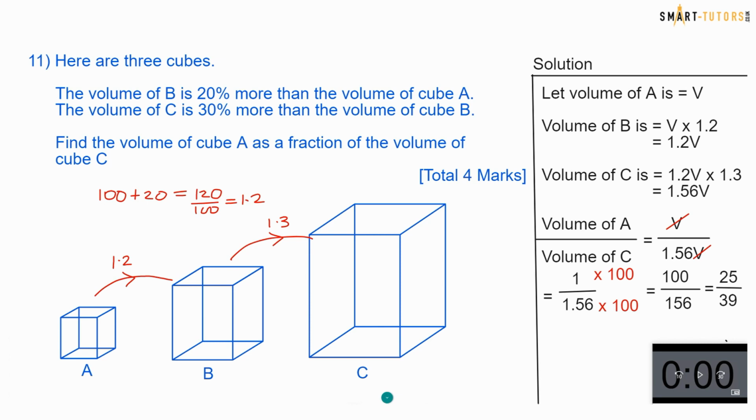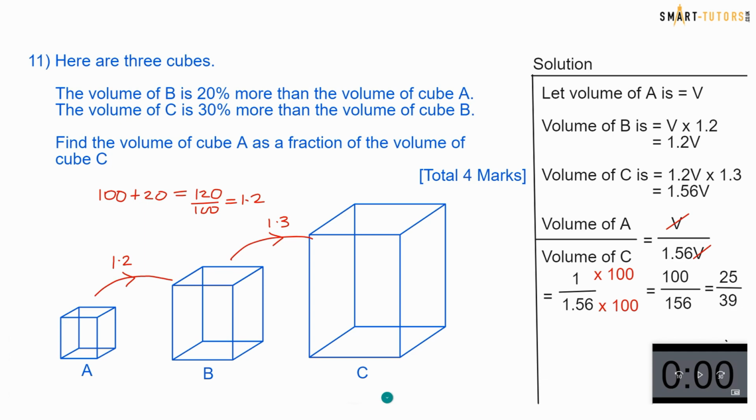Now read the question carefully. Find the volume of cube A as a fraction of the volume of cube C. The volume of A is V. The volume of C is 1.56V. So the V and V cancel, and the answer is 1 over 1.56. To make it a fraction, times both sides by 100, which gives 100 over 156. Then I divide both by 4, which gives 25. 156 divided by 4 is 39. So that is the answer for question number 11.